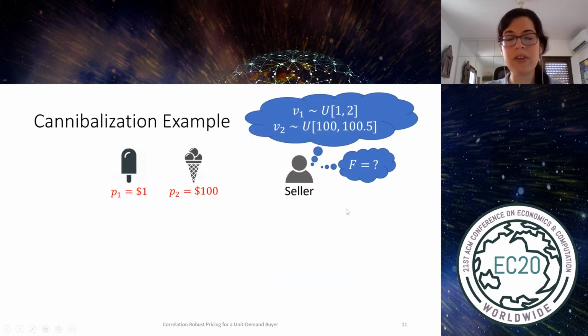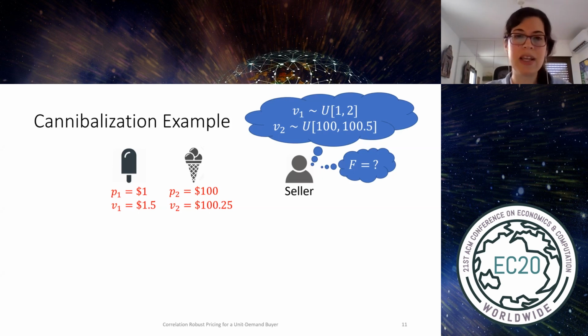Okay, so I have here 2 items. The value of the first item is uniform across the range 1 to 2, and the value of the second item is between 100 and 100.5, also uniform. As usual, the correlation is unknown. And I've set prices 1 and 100. Let's first start with a particular realization of the values. Say the first value is 1.5 and the second one is 100.25. What is going to happen?